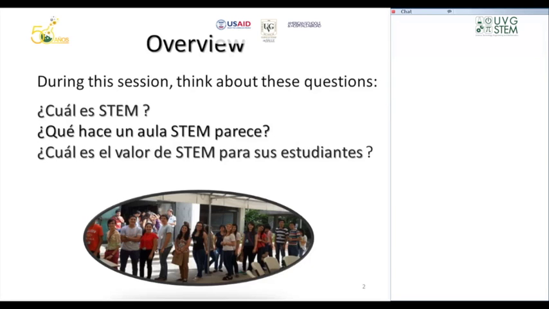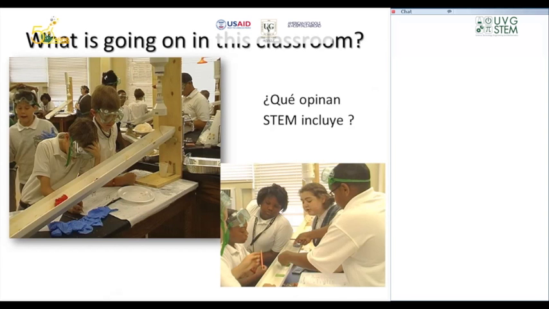Now, let's begin by taking a look at a STEM lesson. Okay. This is a STEM classroom. And I want you to notice what's going on. Now, if I were to ask you, what can you tell about STEM by just looking at these pictures? I wonder what you could tell me. Look at them and think, what are the students doing? What kinds of things are they learning?